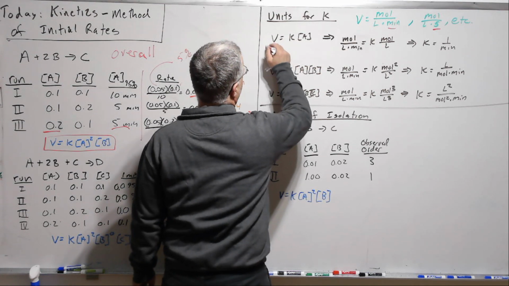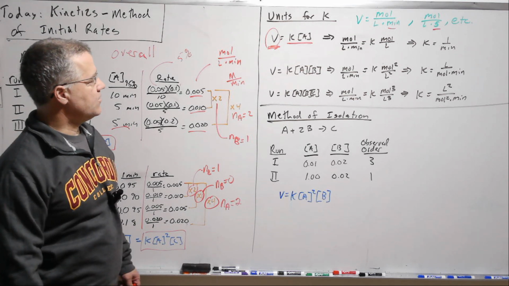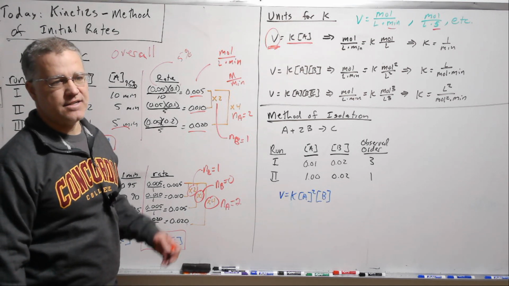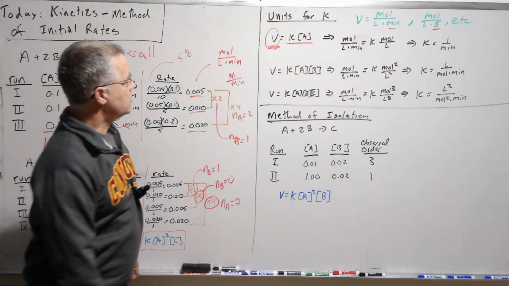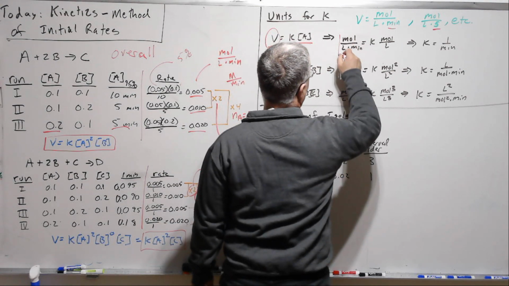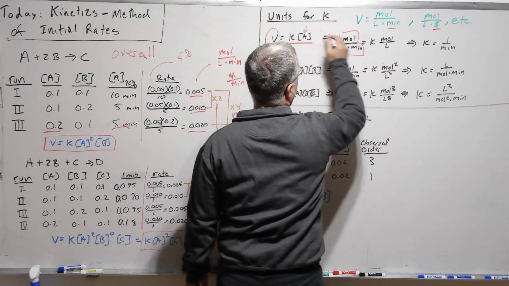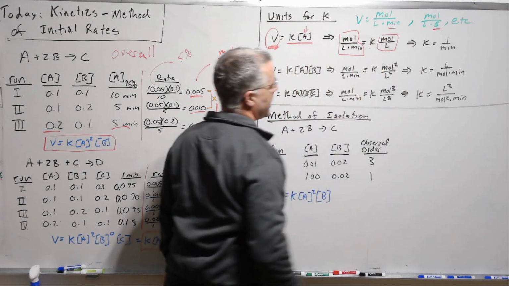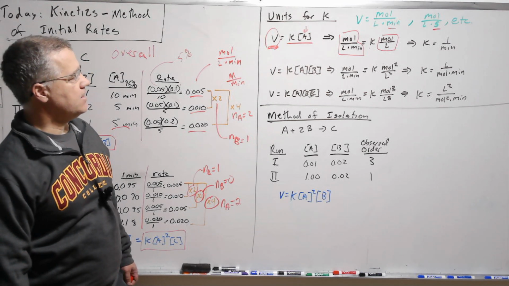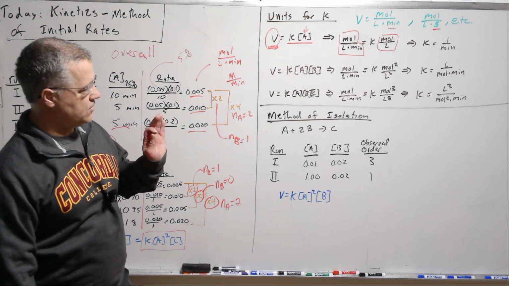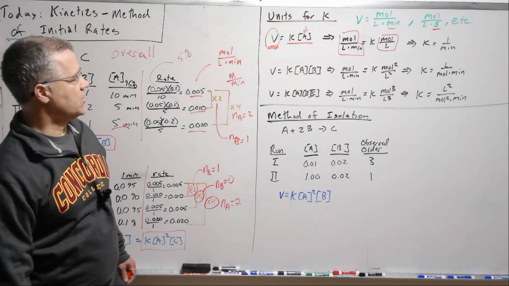So if we're moles per liter per minute on this side, then this side has to be moles per liter per minute. And what we'll notice here is that K does not have set units. It depends on the order of the reaction. So let's look at a first order reaction here. Here's our moles per liter per minute for V. And then what do we got here? This is moles per liter. And so K has to contribute units of 1 over minutes. So in a first order reaction, K is just 1 over time. This is going to be the only case where K is independent of concentration.